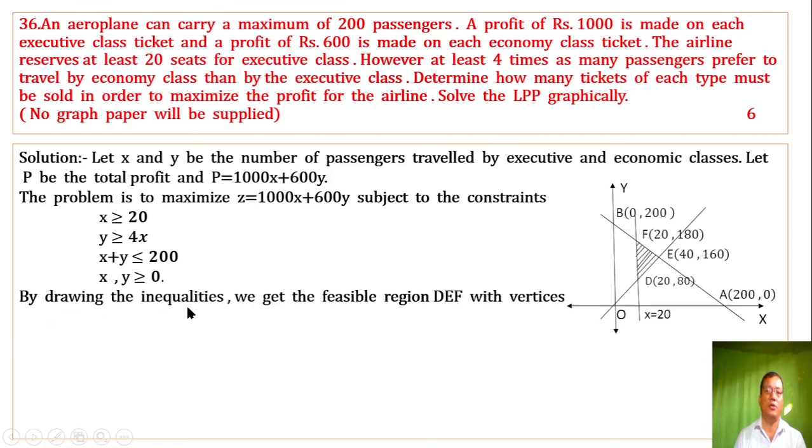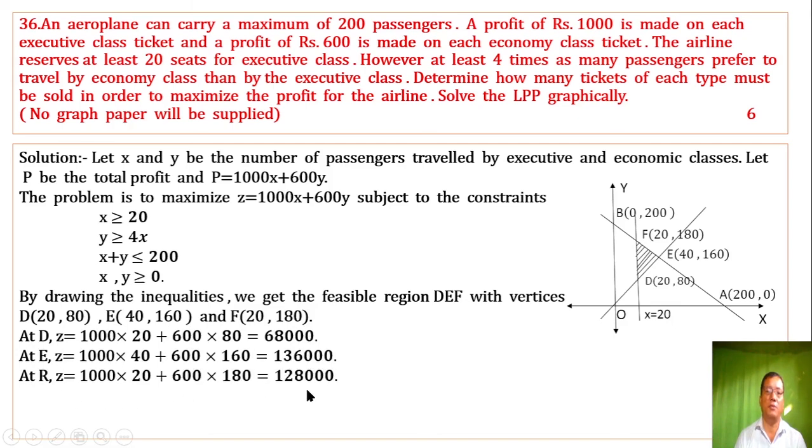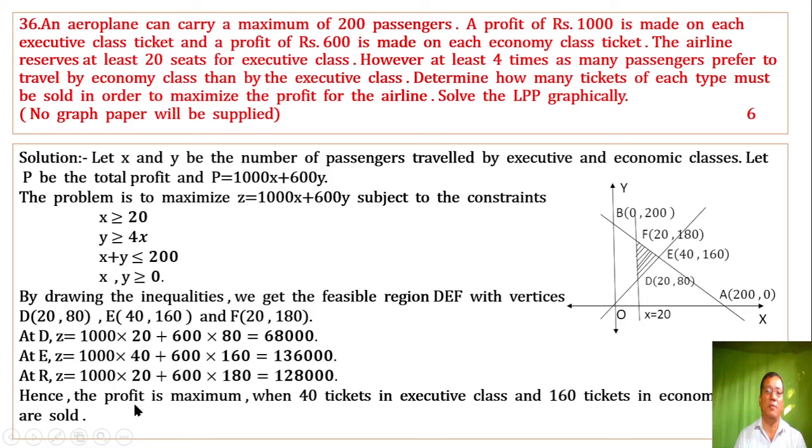By drawing the inequalities, we get the feasible region DEF with vertices D equals this, E equals this, and F equals this. At D, the value of Z is this, at E, the value of Z is this, at F, the value of Z is this. Hence, the profit is maximum when 40 tickets in executive class and 160 tickets in economy class are sold.